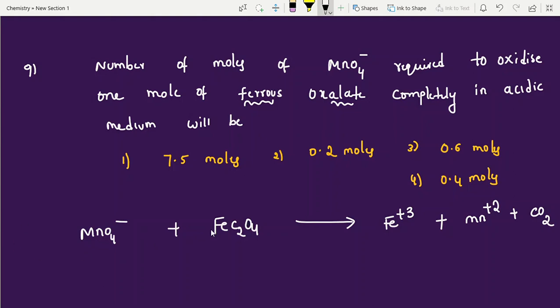Now balance this one. Only the main atoms. Here 2 carbons, here 2 carbons. That's all. Remaining it's balanced. Main atoms, leave it. Now oxygens and all, no need to balance. Here they're asking the number of moles of MnO4 minus required to oxidize 1 mole of ferrous oxalate completely in acidic medium.